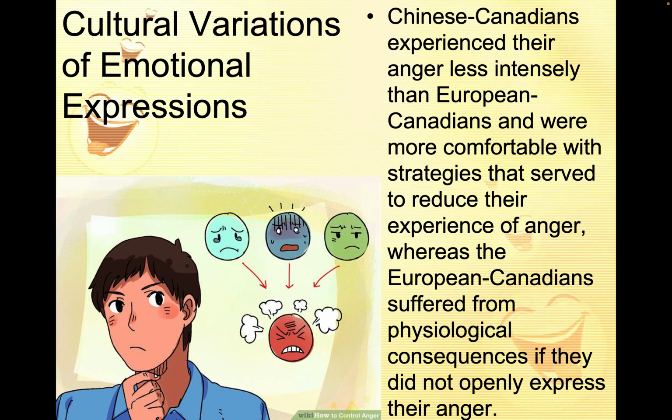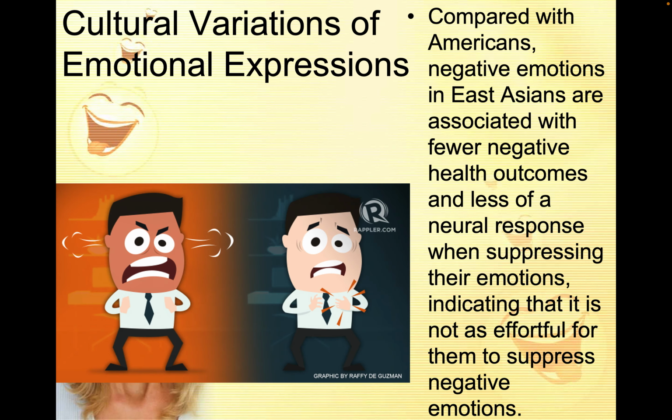Chinese Canadians experienced their anger less intensely than European Canadians and were more comfortable with strategies that served to reduce their experience of anger, whereas the European Canadians suffered from physiological consequences if they did not openly express their anger. Compared with Americans, negative emotions in East Asians are associated with fewer negative health outcomes and less of a neural response when suppressing their emotions, indicating that it is not as effortful for them to suppress negative emotions.